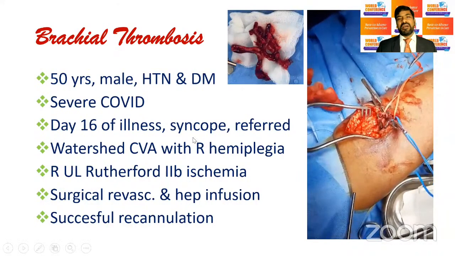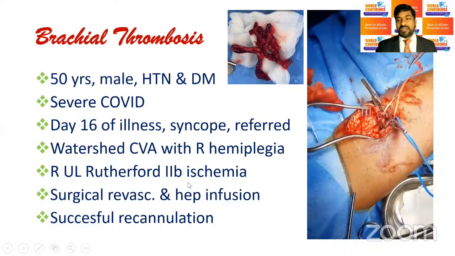So he basically had syncope at this other hospital on day 16. He was referred here. We found out that he had a watershed CVA. And at the same time, he also had a threatened right upper limb. Doppler assessment revealed the block to be somewhere in the right brachial area because there was axillary flow that was preserved. He had acute kidney injury, profound hemodynamic instability, so we couldn't move him for any of the imaging studies.